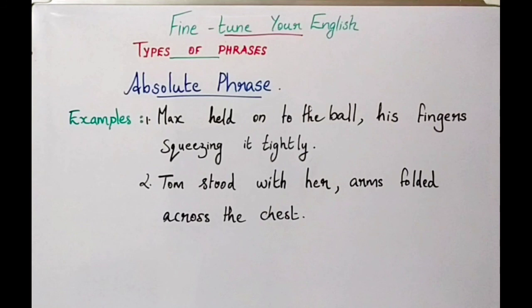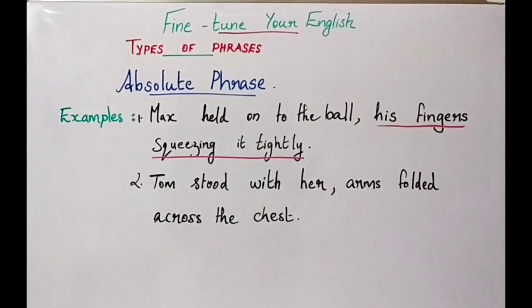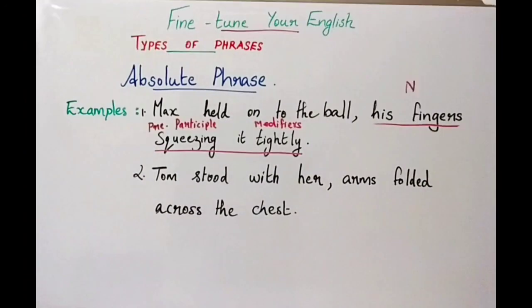See the first example. Max held on to the ball, his fingers squeezing it tightly. In this sentence, his fingers squeezing it tightly is the absolute phrase. And from this you can understand his fingers is the noun, and followed by this noun there is a present participle form squeezing, and followed by the present participle there are modifiers it and tightly. So the form of an absolute phrase is satisfied and there is no subject-verb agreement.